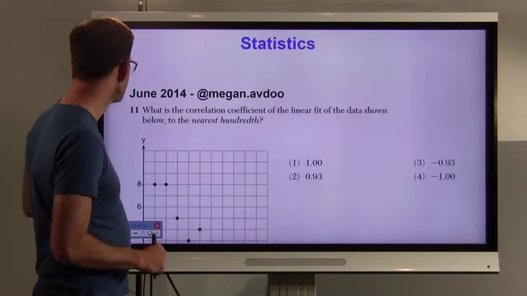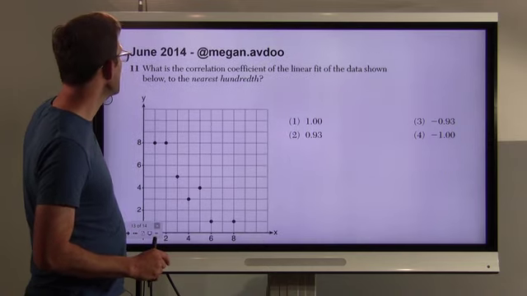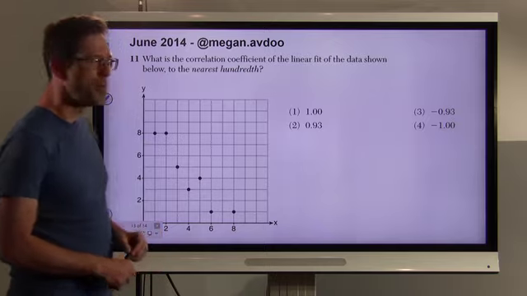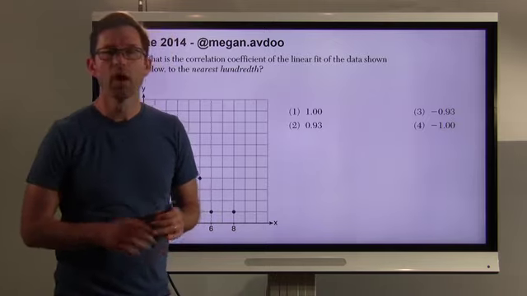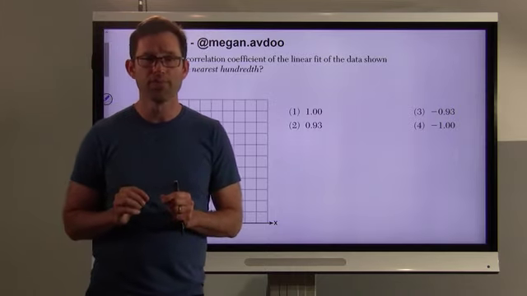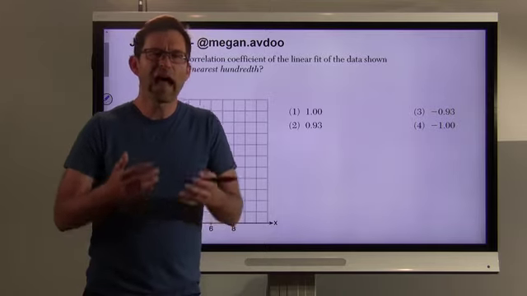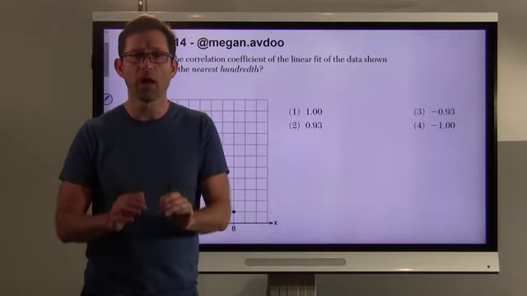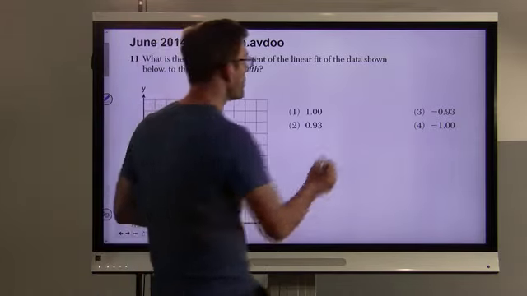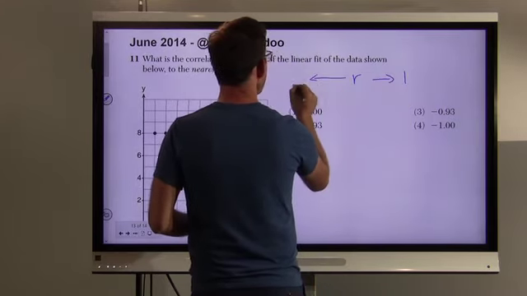Oh, we're getting there. Statistics. Lots of questions about statistics. June 2014, Megan Abdu asked about correlation coefficients. So first, a little background on correlation coefficients, also known as R values. R values tell you how well a particular curve, mostly lines, sometimes exponentials, fits the data. And all R values for linear go between 1 and negative 1.